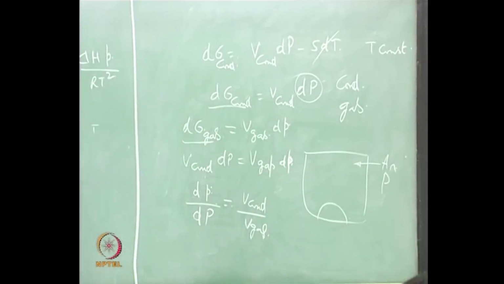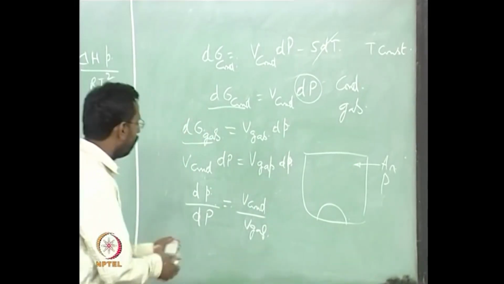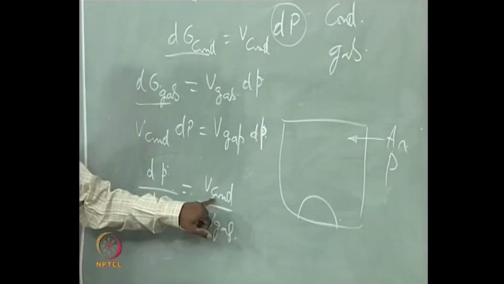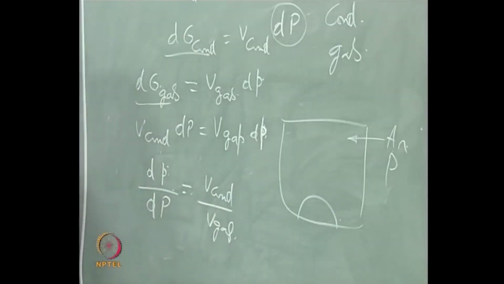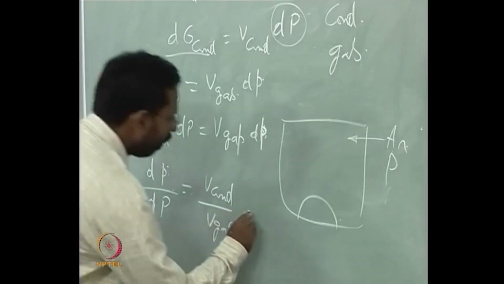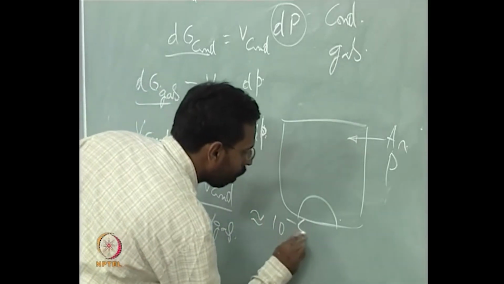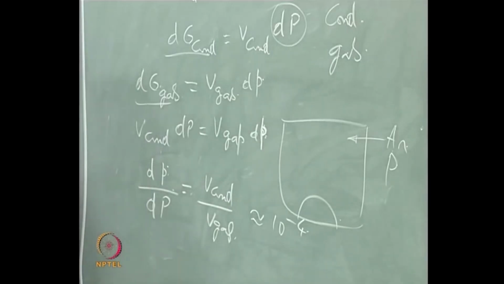Now if you look at this, the volume of the condensed phase and the volume of the gaseous phase, if you compare, the volume of the gaseous phase is much larger than the volume of the condensed phase. Usually the ratio of it is of the order of around 10 to the power minus 4 at any given temperature usually.